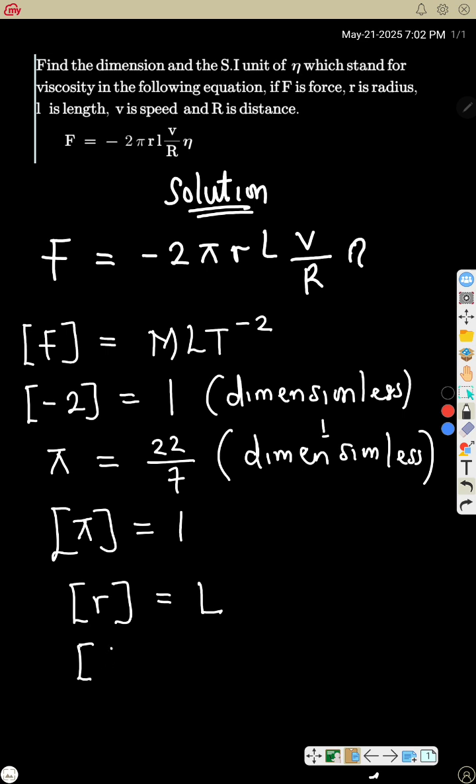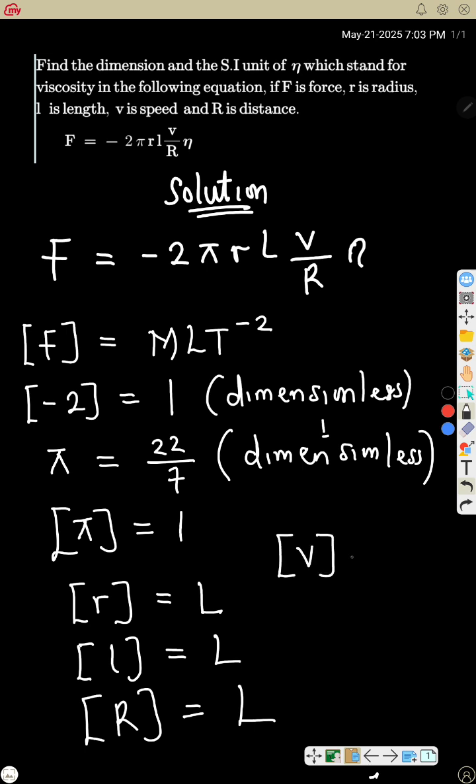Dimension of L, so obviously that is length. Dimension of R, which is radius, is also a kind of length, so also L. And the dimension of V is L T raised to power minus 1. So now we want to combine everything together. All these dimensions we substitute in the expression.